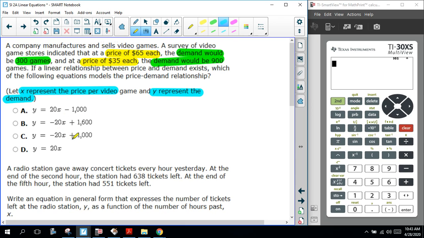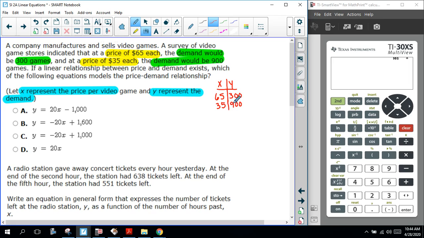So they give us these equations in y equals mx plus b form. So one way we have of looking at this, guys, is that they are comparing two things two times. They're comparing price, which is their x value, to the demand, which they're calling the y value. And they're comparing two things two times. For me, that is going to be two ordered pairs. So $65 per game, the demand is going to be 300 games. And then if the price was $35 per game, it says that the demand would be, in that case, 900 games.